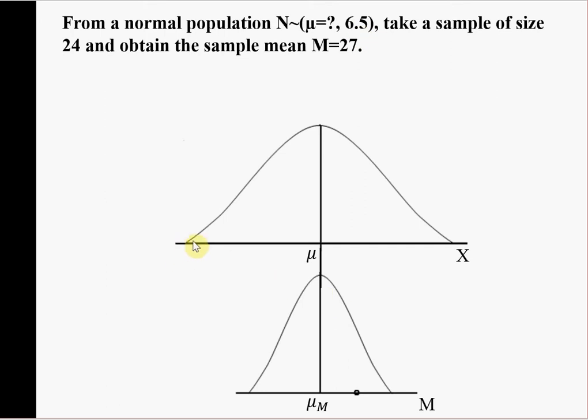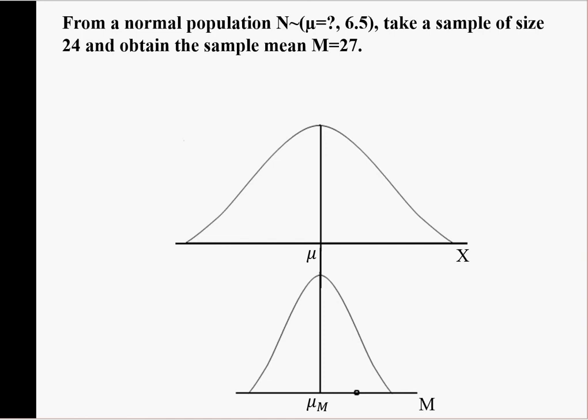This is the distribution of the normal population. Okay. This is the mean. We do not know the value of this mean. Now, from this population, we take a sample. The sample size is 24. Then we obtained a sample mean 27. Okay, from a normal population, we take a sample size 24, and we calculate the sample mean, which is 27.